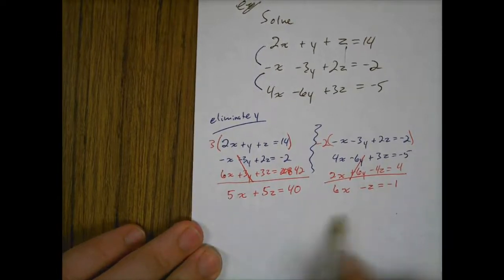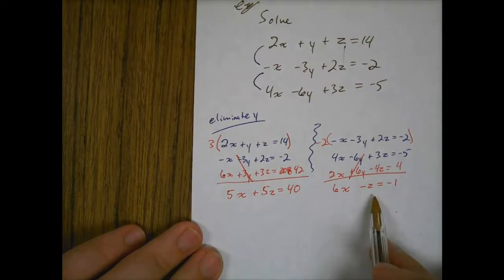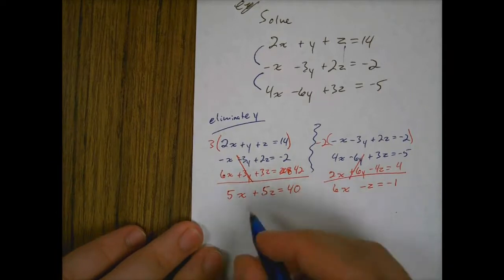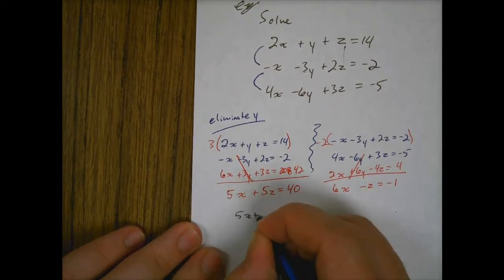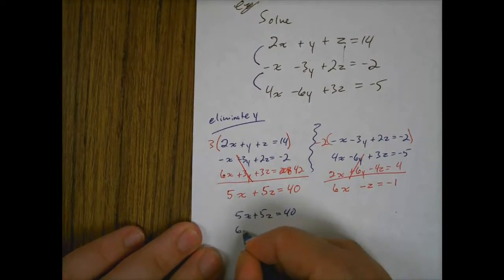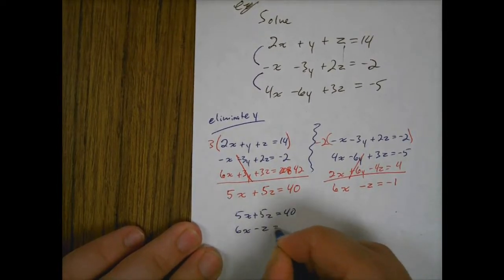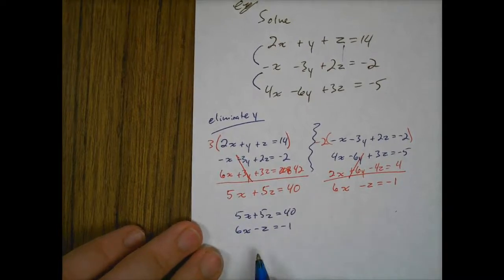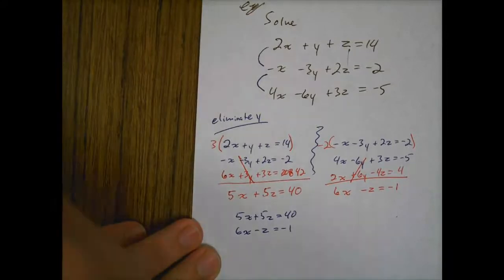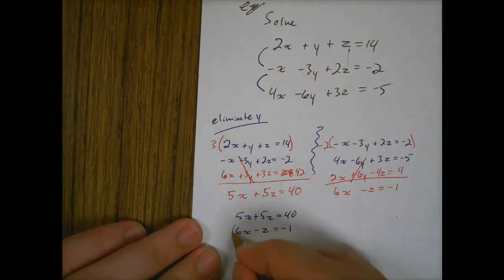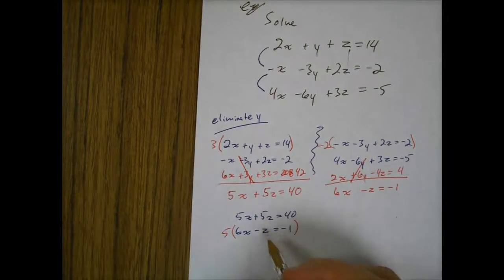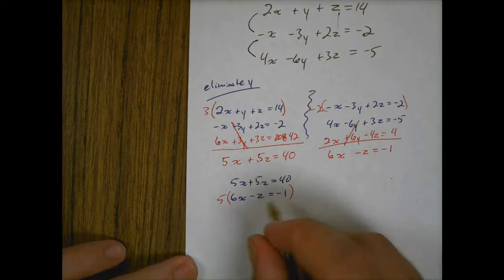So we have 2 equations left with 2 variables each. Well, that's what we've been doing earlier in this video. So if I take both of those equations, 5x plus 5z equals 40, and 6x minus z equals negative 1, we can do elimination, substitution, whatever you want to do from there. It's kind of your choice. I'm going to do elimination, and I'm going to multiply this one by 5 such that it would eliminate my z's.